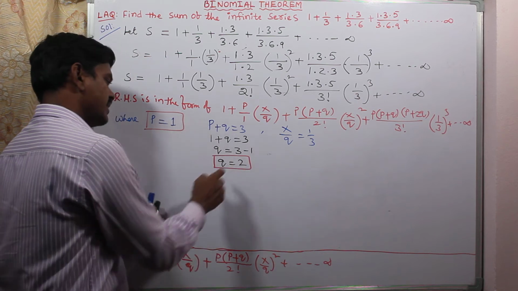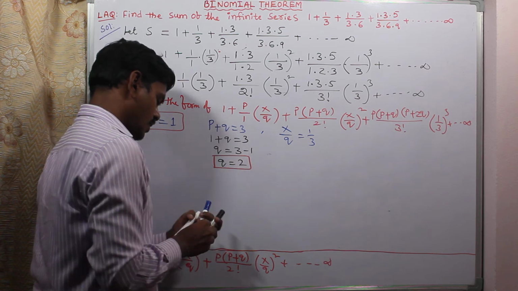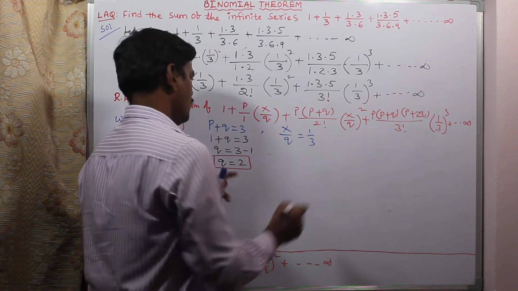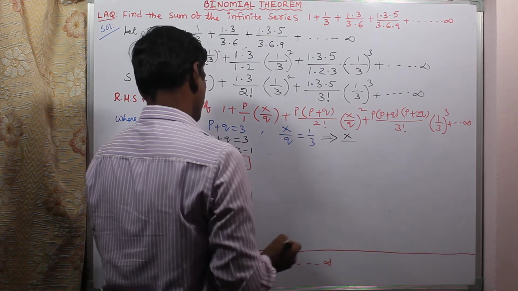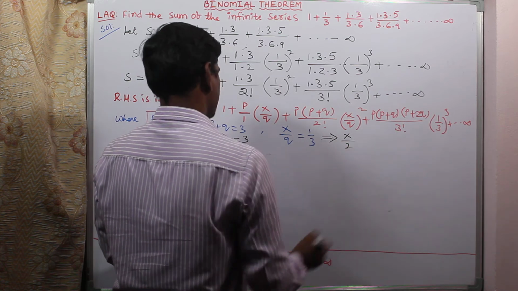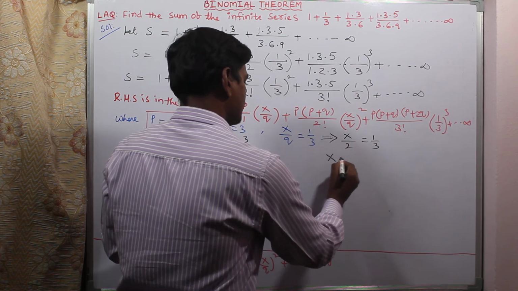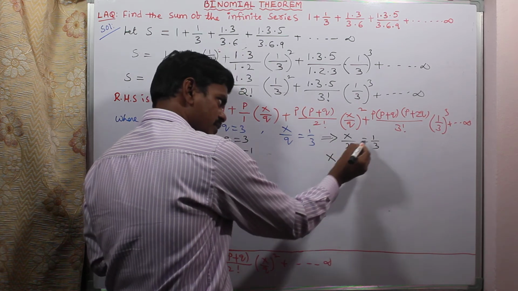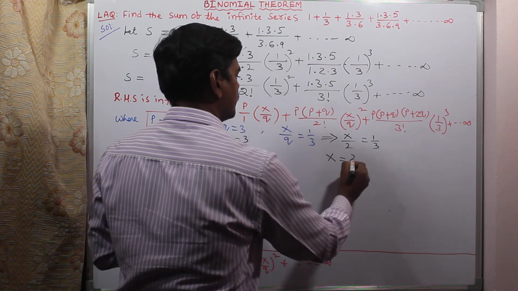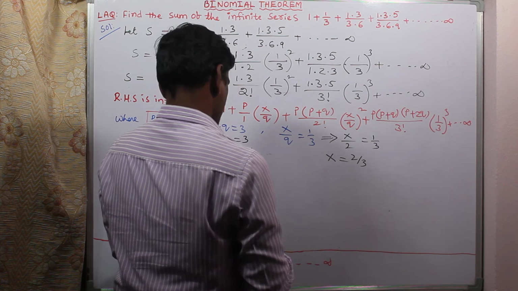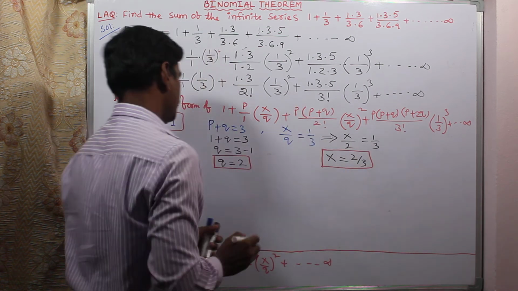Now by substituting q value here we can find x value. How can we? So here you see capital X by q. Q is what? 2. X by 2 is equals to 1 by 3. From this capital X is equals to, divided by 2 on transposition it becomes into 2. 2 into 1 by 3, 2 by 3. So capital X value is 2 by 3.